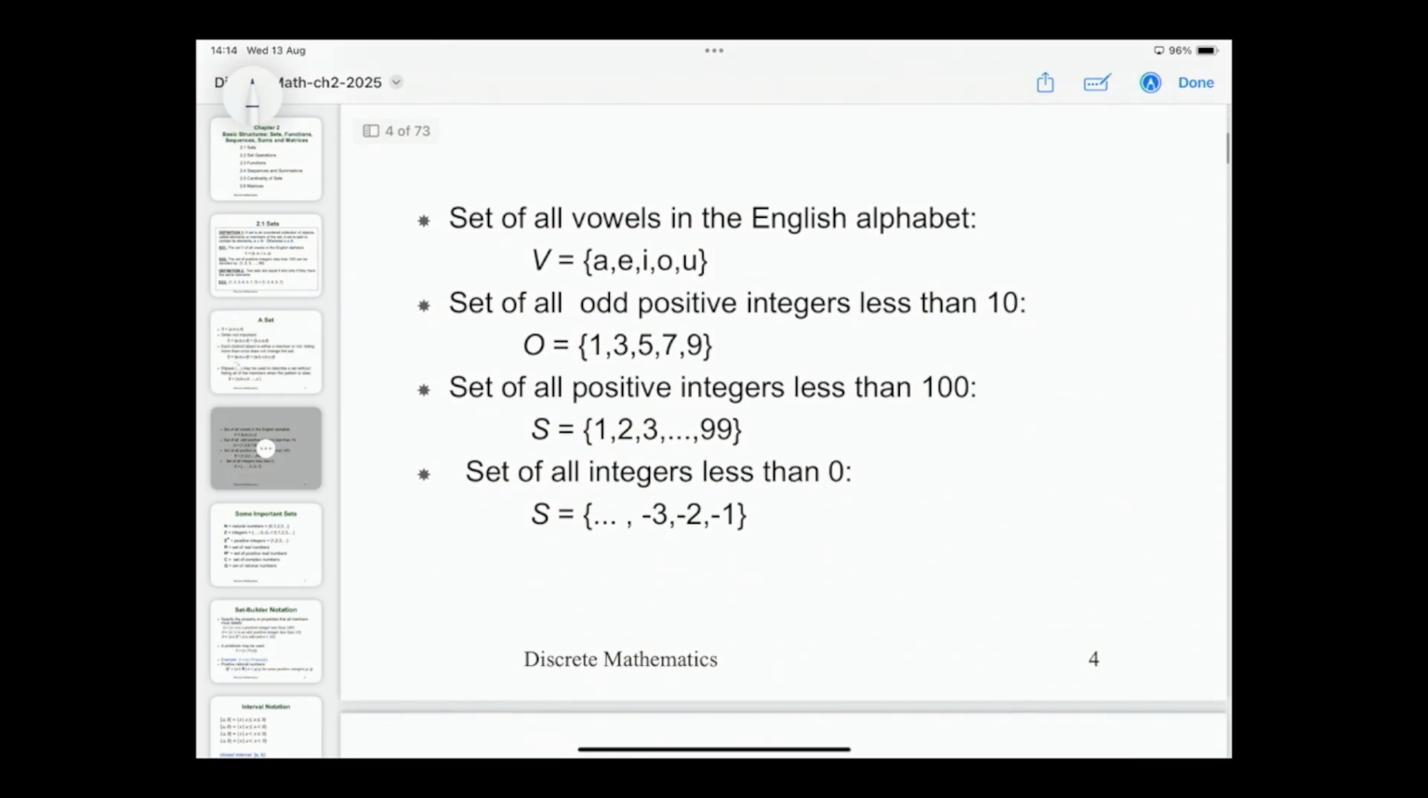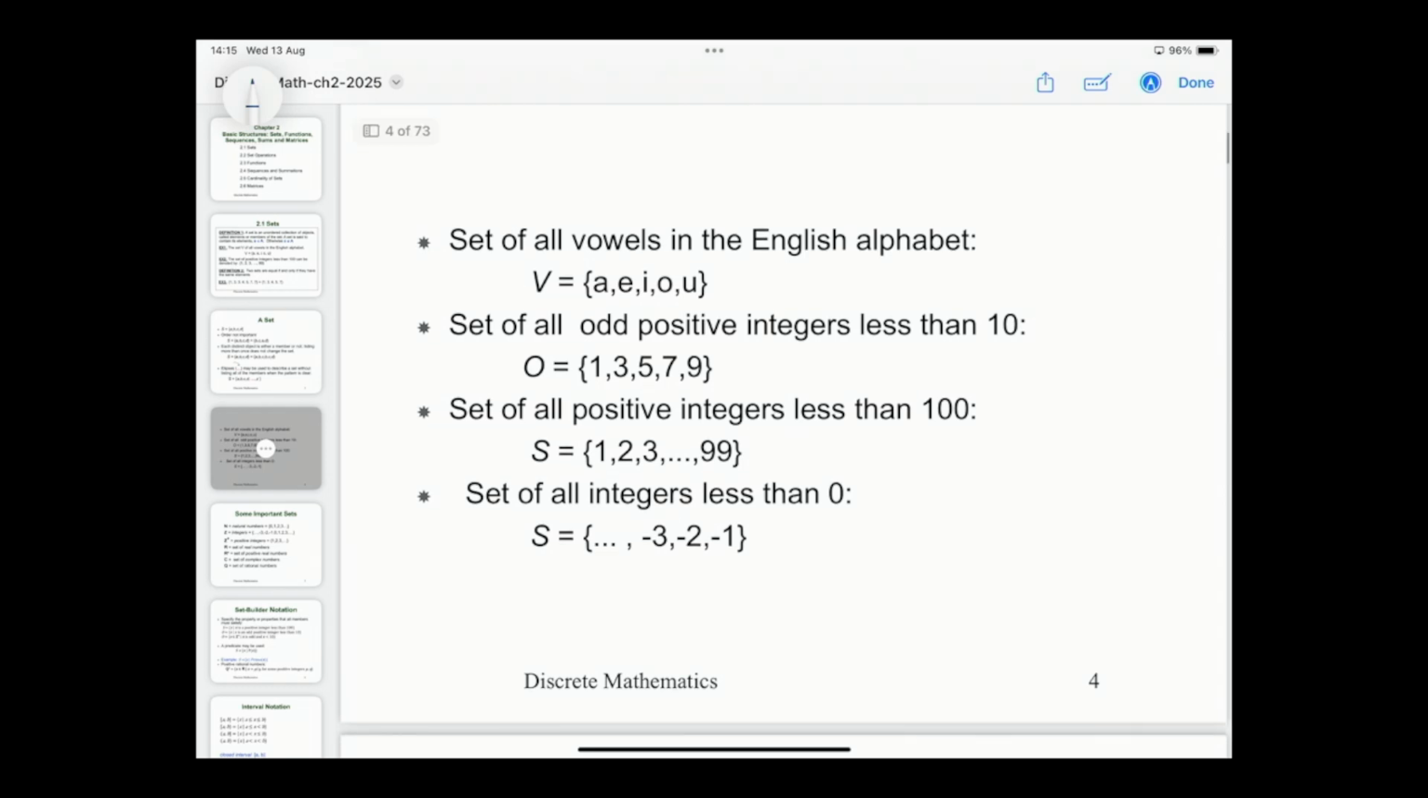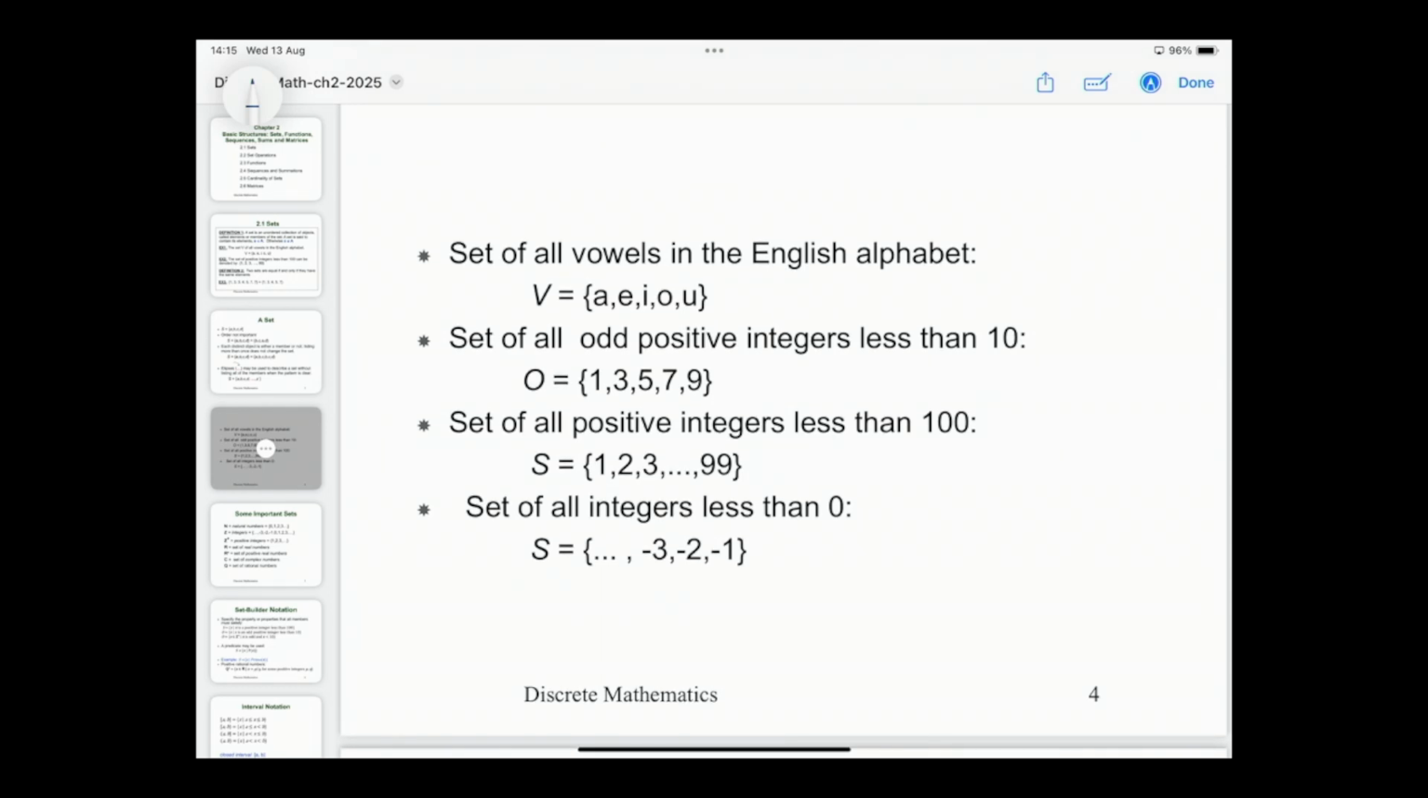The universe of the set has to be identified explicitly, right? If it's about English alphabets, or positive integers, or negative real numbers, or something else. So that we can find the number of elements in the set.